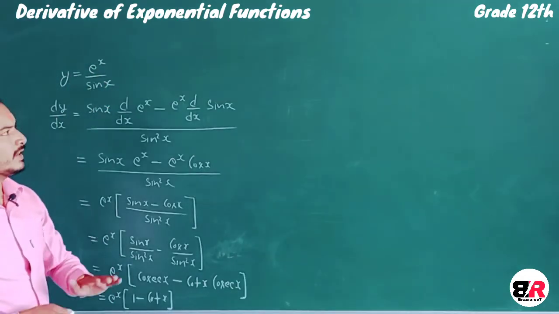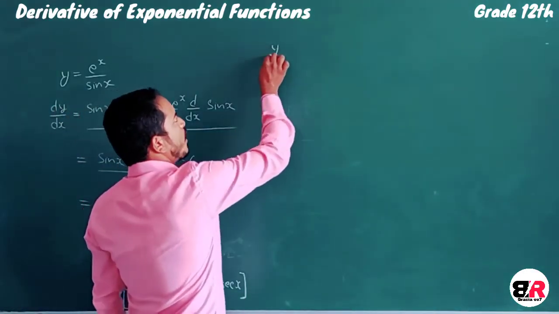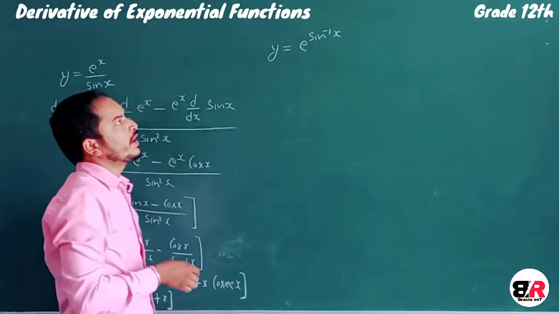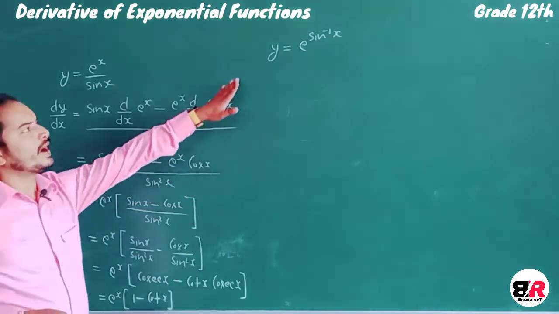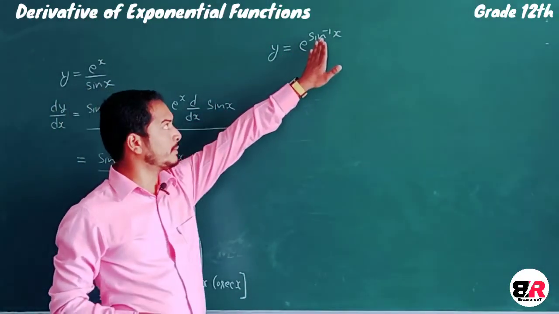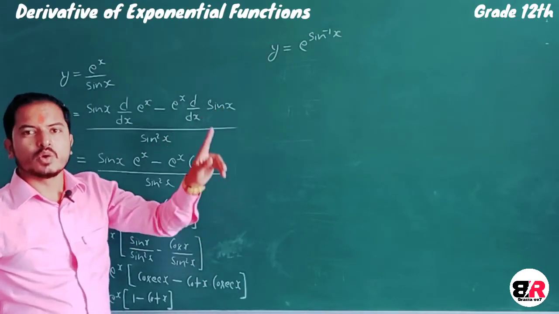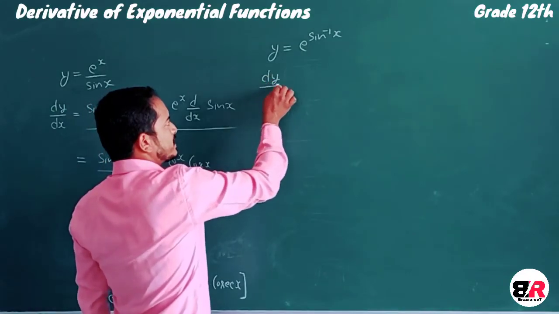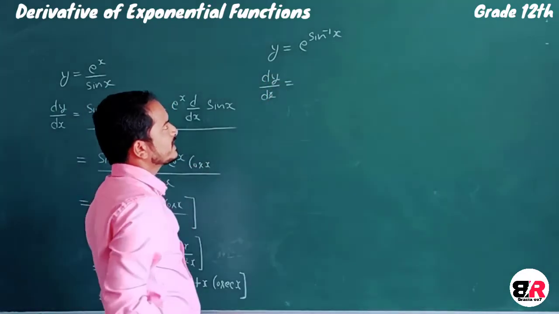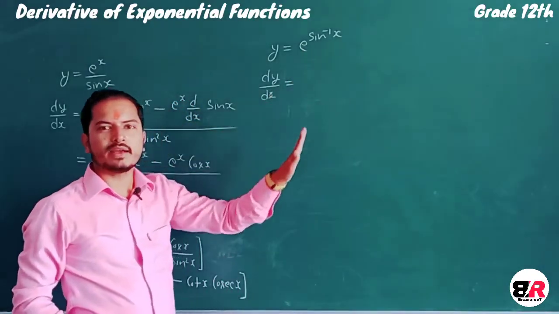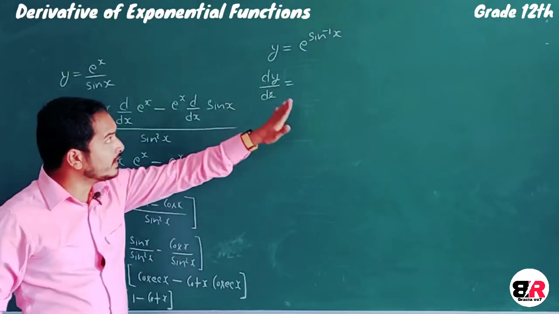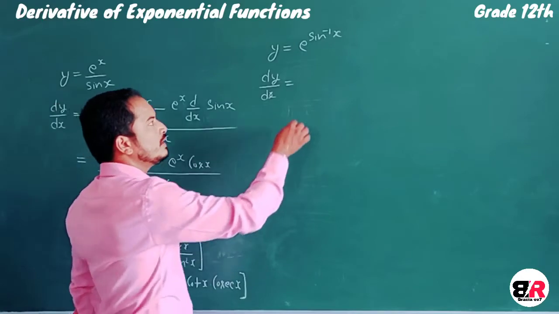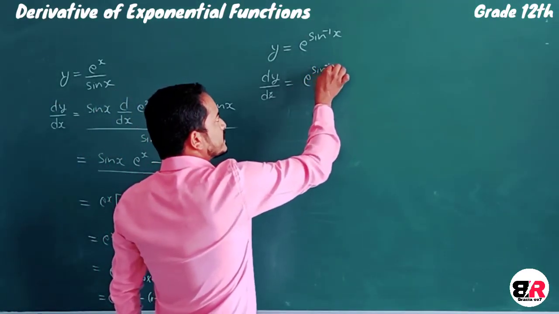Now let us move forward to example number 2, and example 2 is y is equal to e to the power sin inverse x. It is also an exponential function. So we need to find the derivative of this function, and we have already studied the derivative of sin inverse x. It is 1 upon root 1 minus x square. So differentiate both sides with respect to x. dy by dx is equal to, we know that the derivative of e to the power x is e to the power x. Then here the derivative of e to the power sin inverse x will remain the same, e to the power sin inverse x.